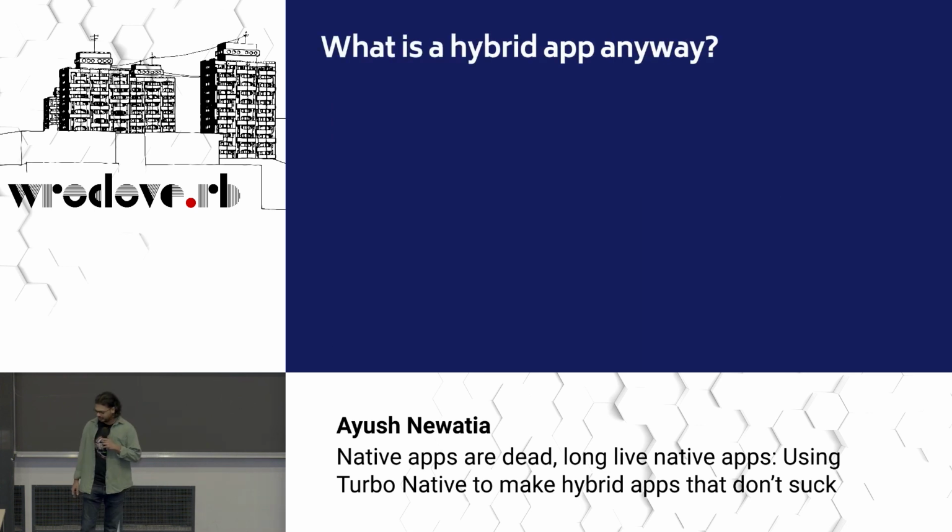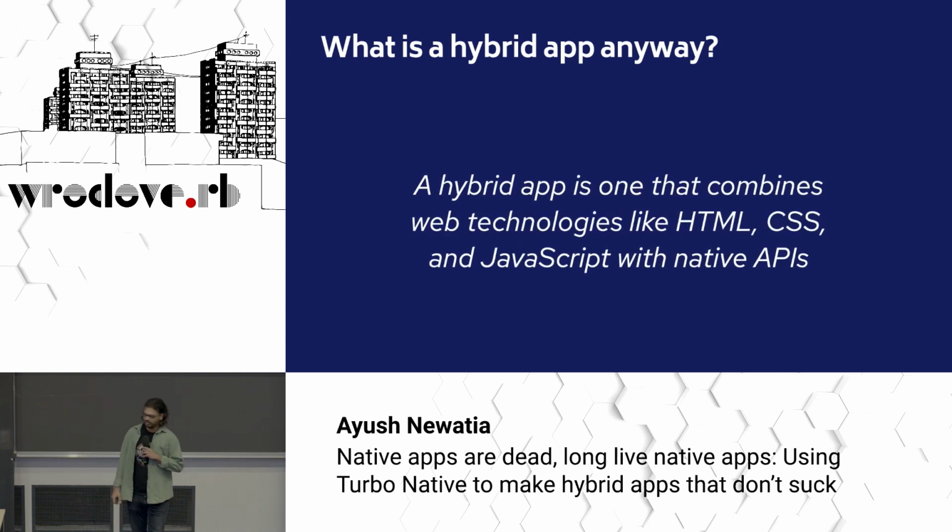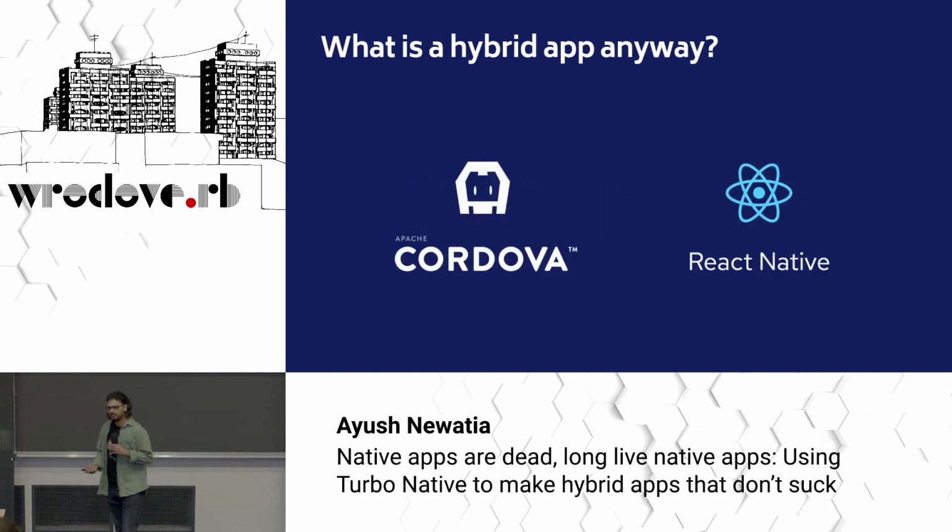Anyway, enough about me. Let's talk about what a hybrid app is. A hybrid app is one that combines web technologies like HTML, CSS, and JavaScript along with native APIs. The degree to which these two worlds collide just depends on what tools you use. A couple of mainstream tools for hybrid apps are Cordova, which used to be called PhoneGap, and React Native. These are what most people would associate with hybrid apps. And we'll talk about these a bit more in a bit.